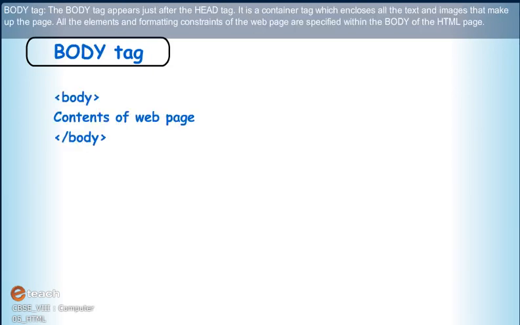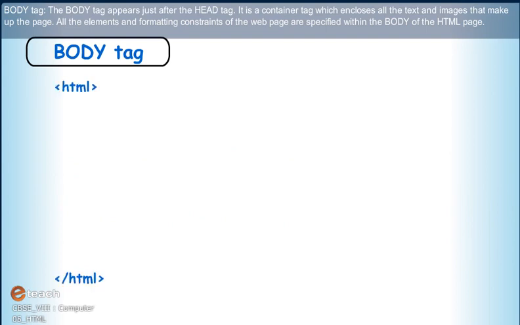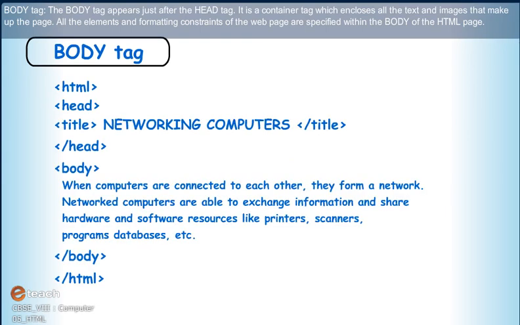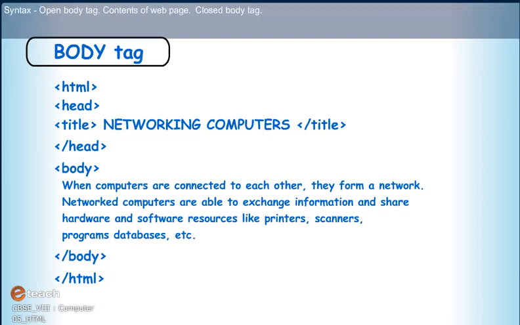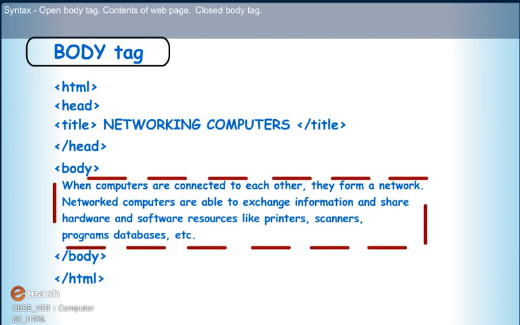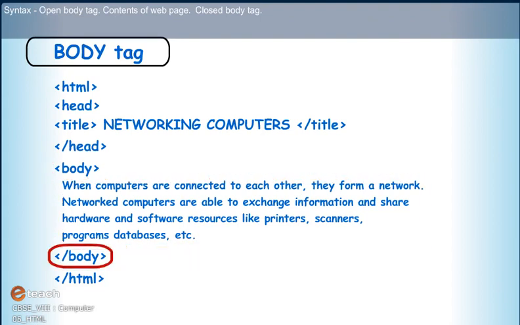Body tag. The body tag appears just after the head tag. It is a container tag which encloses all the text and images that make up the page. All the elements and formatting constraints of the web page are specified within the body of the HTML page. Syntax: open body tag, contents of web page, close body tag.